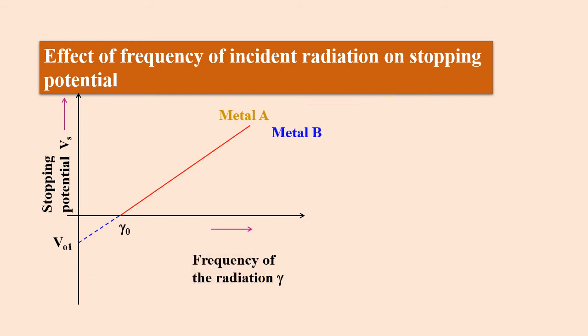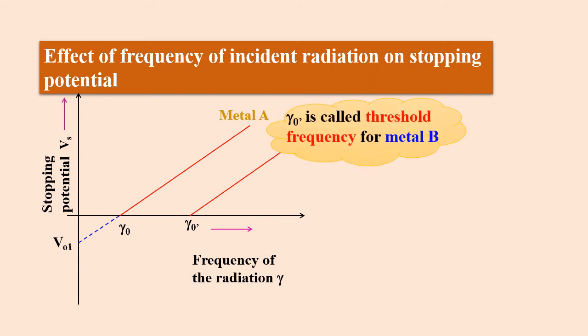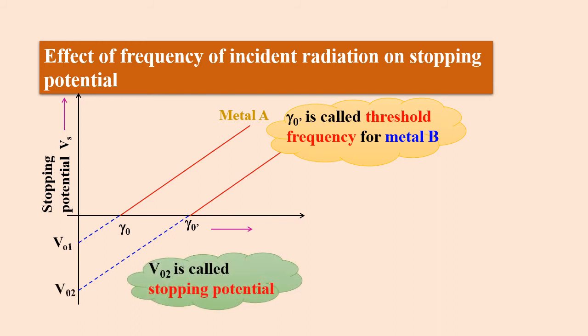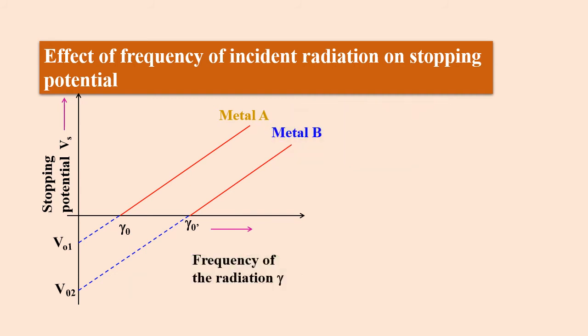Next, for metal B, this is also a straight line, but it has a different threshold frequency, ν0 dash. ν0 dash is called the threshold frequency for metal B. When it is extended backward and strikes the y-axis, that particular point is taken as the stopping potential in the second case. V02 is called the stopping potential.